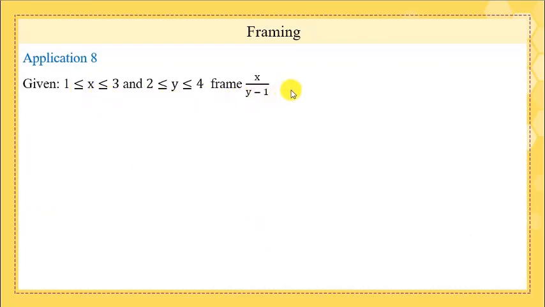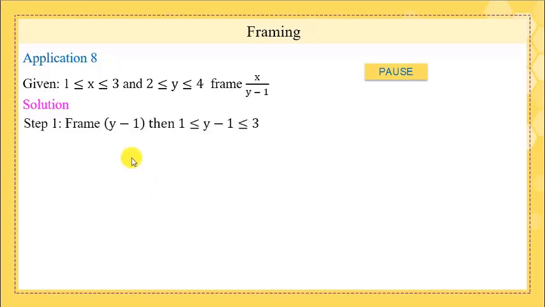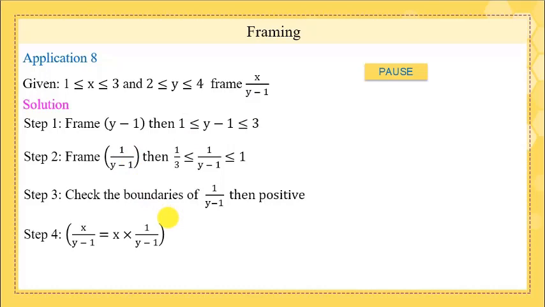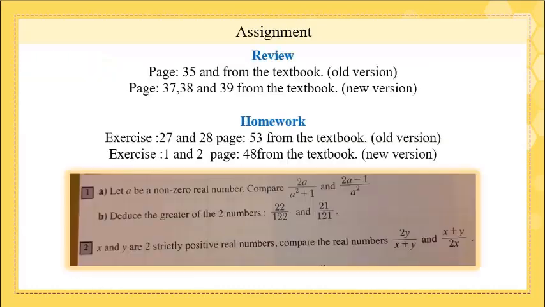Application 8. Stop the video and try. Okay, the solution. We frame y minus 1, then 1 over y minus 1, the reciprocal, reversing the positions, then check if the boundaries are positive, then frame what we need, x over y minus 1.